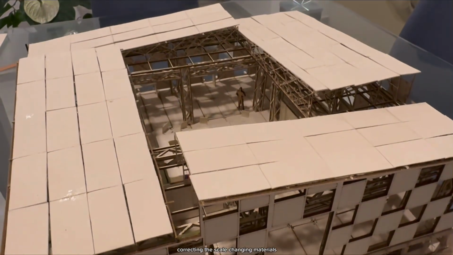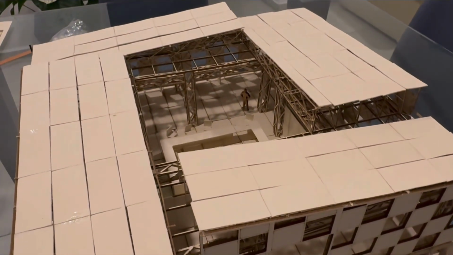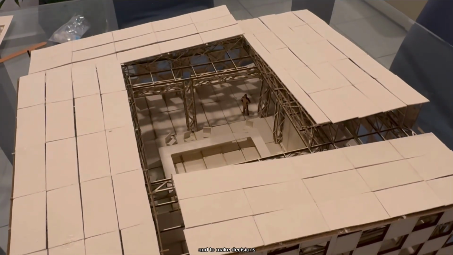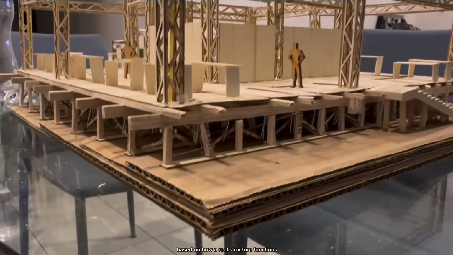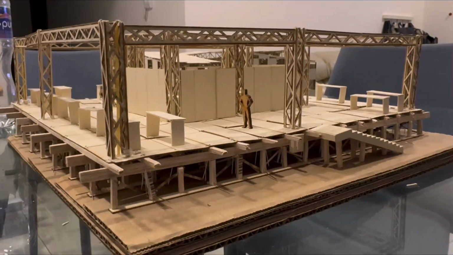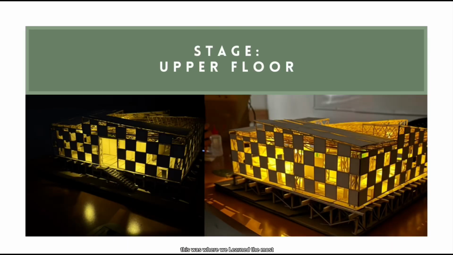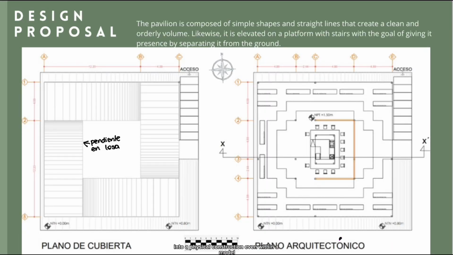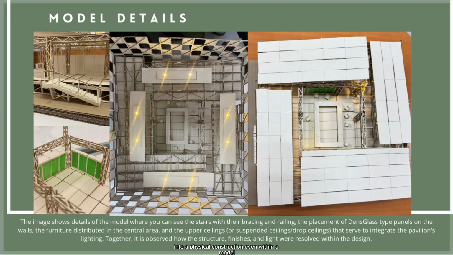Correcting the scale, changing materials, and rebuilding the formwork taught us to work with precision and to make decisions based on how a real structure functions. This was where we learned the most, because we had to transform theory into a physical construction, even within a model.